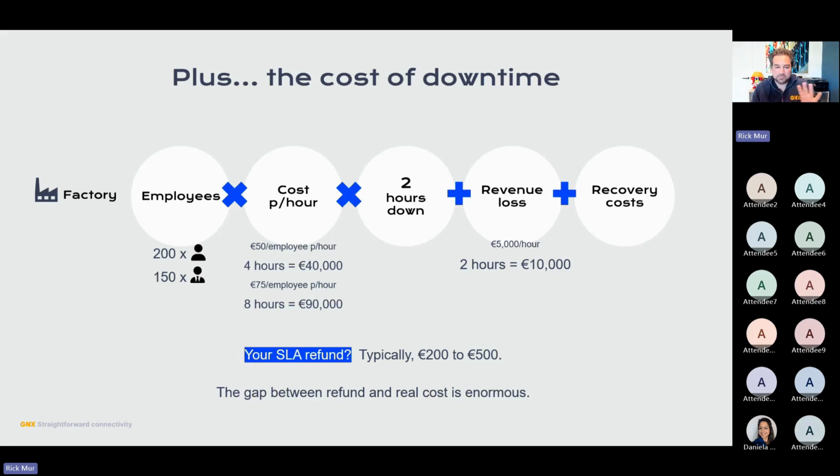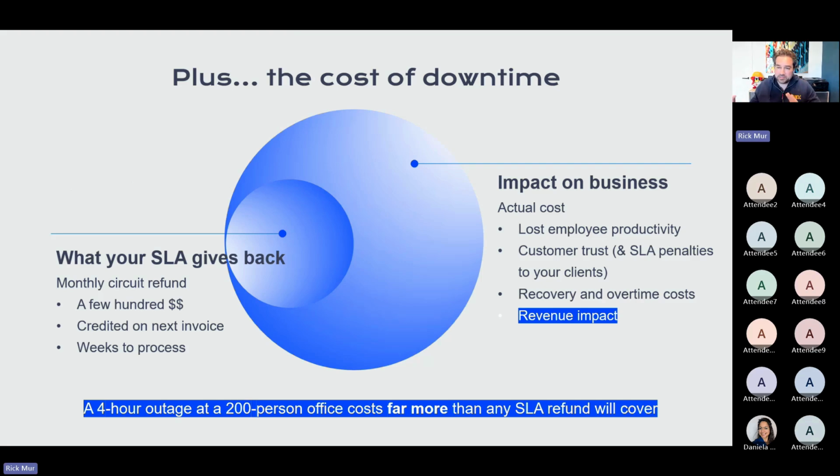So what typically happens is that companies pay credits, meaning we deduct costs from next bills, that is your monthly charge or two times your monthly charge maybe. But what do you get back then? Then you get 3, 400, 500 euros back, but your costs are huge. Your costs may be in the hundreds of thousands. So the impact on business is always multiple times bigger than what your SLA will ever get you.